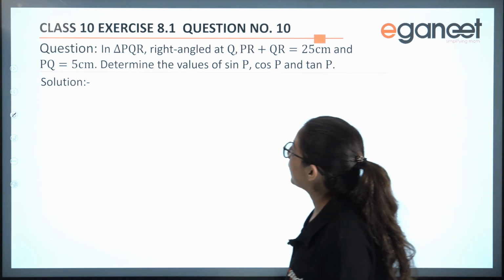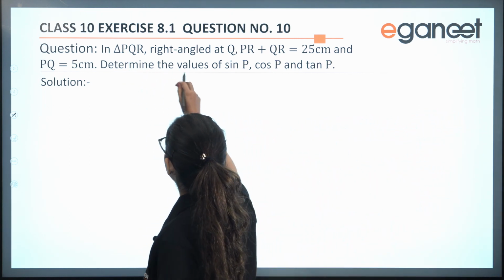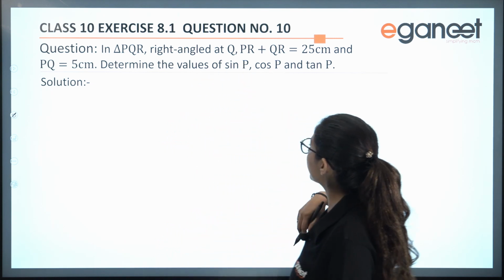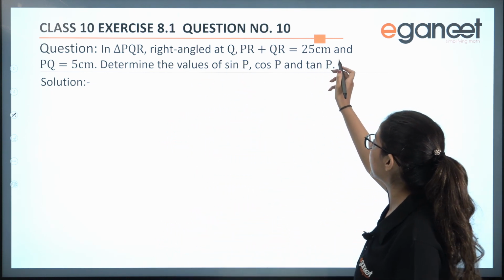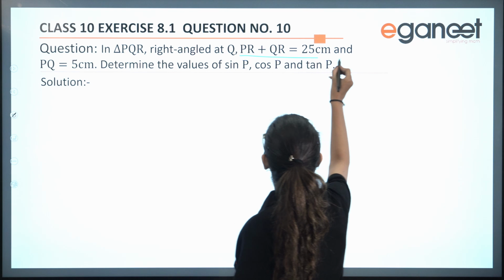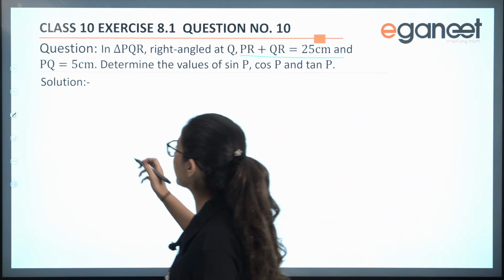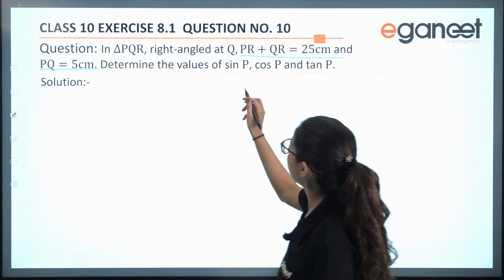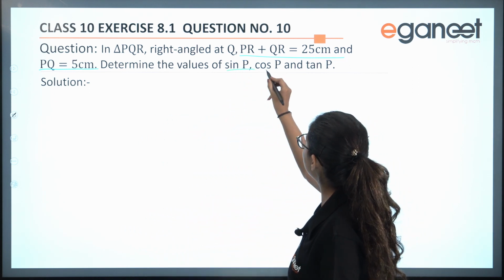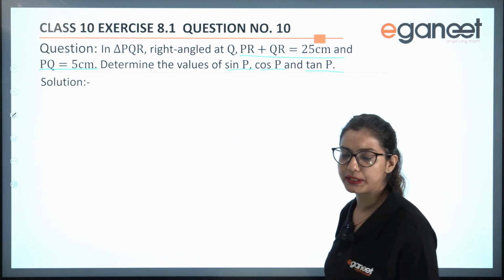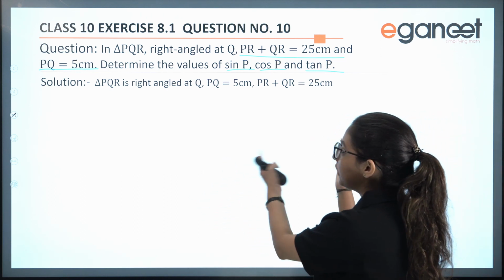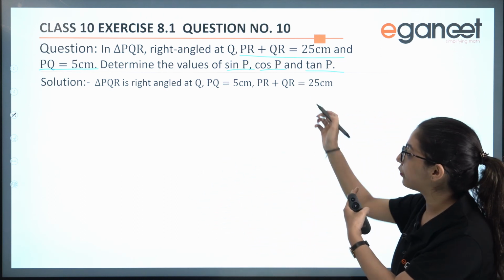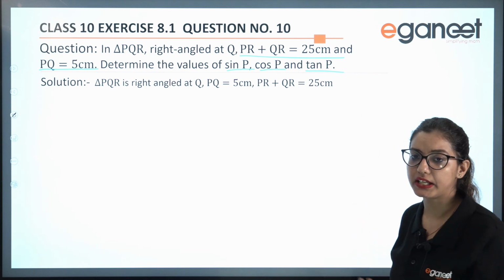Okay, so here we are given that in triangle PQR, right angled at Q, PR plus QR is equal to 25 centimeters and PQ is 5 centimeters. Here we need to determine the values of sin P, cos P and tan P. So here I have written the given part. We know what we need to find: sin P, cos P and tan P.